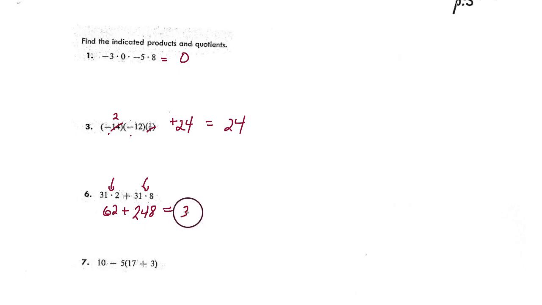This makes 310. There was another way you could have done the problem if you noticed it. You see how the 31 is in both products? We could have used the distributive property. Factor out the 31, leaving 2 plus 8. 2 plus 8 makes 10, so 31 times 10 is 310.